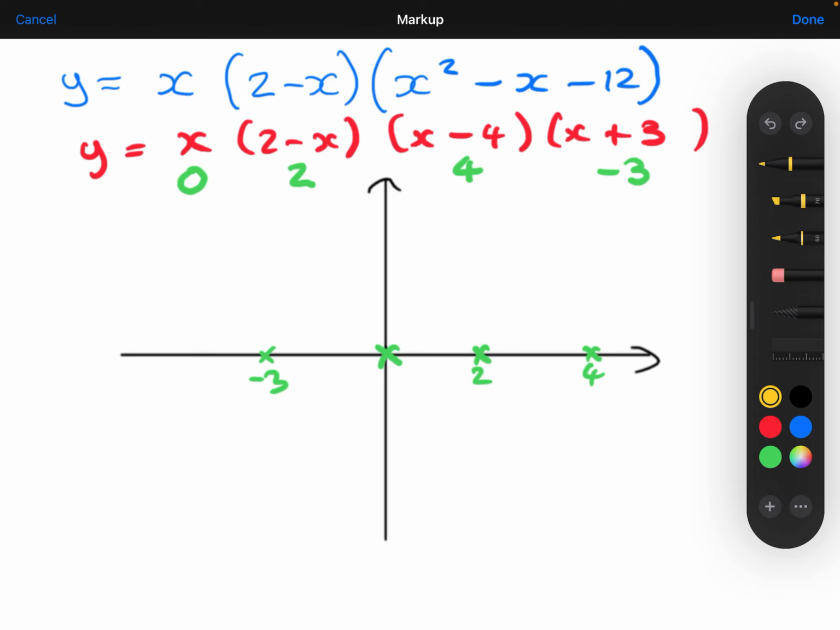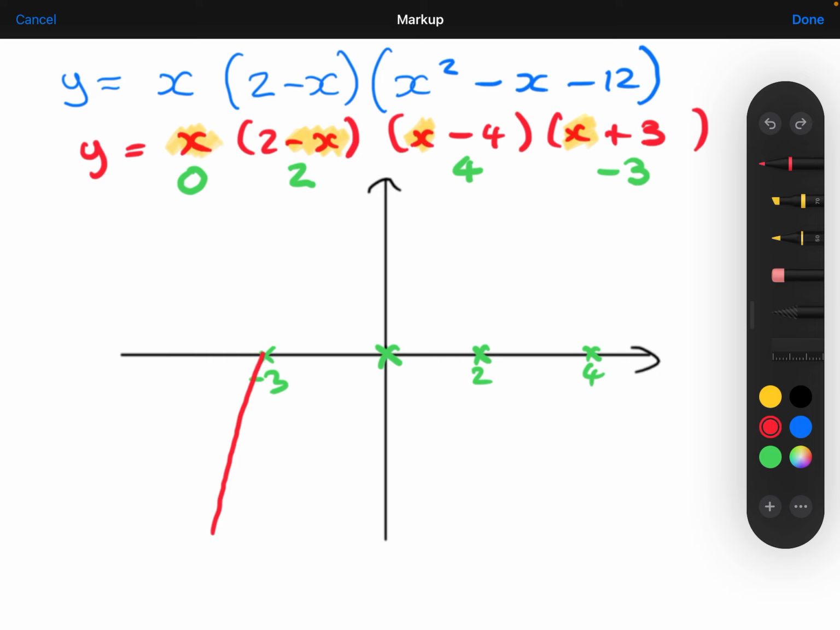The other thing to think about is the direction of this graph. If I were to multiply these brackets out, I would have an x times -x times x times x, which would give me a -x to the power 4. So this is going to start going up and end going down. So it's going to look something like this.